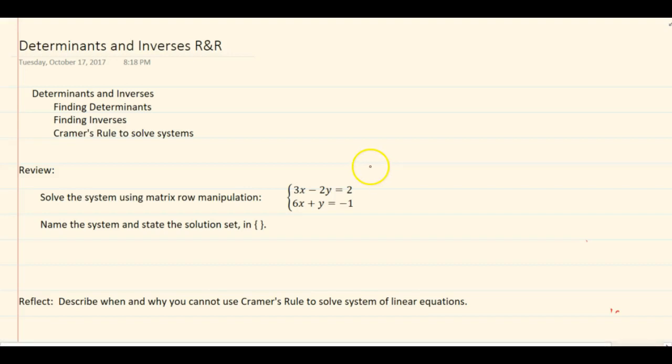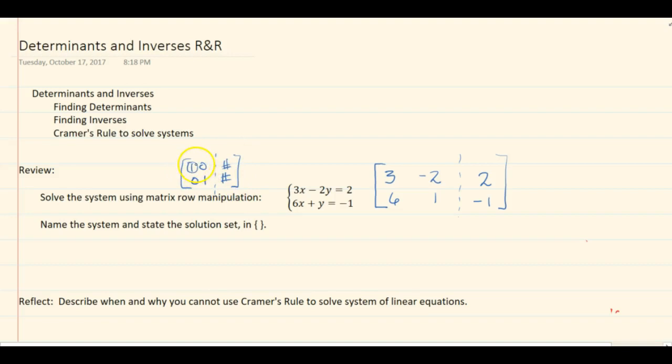So the first thing we need to remember for our review is that we're going to write it into matrix form. I'm going to have my coefficient matrix would be this, and then I'm going to augment the answer column, which is 2 and -1. So what we want to do when we're using row manipulation is we want to get the identity matrix on the left, and then we still have our answer columns, and we want to get numbers here.